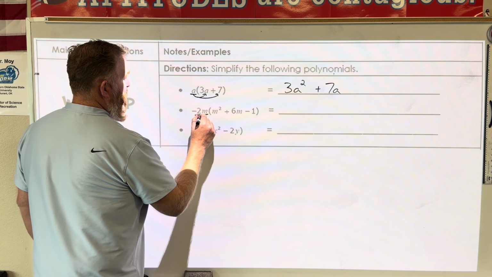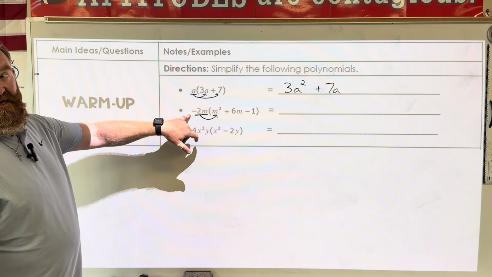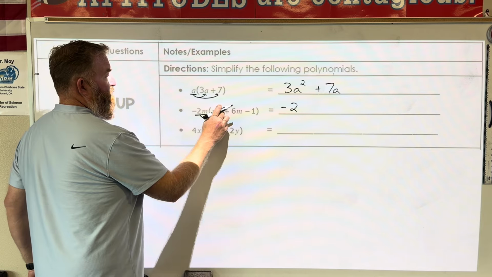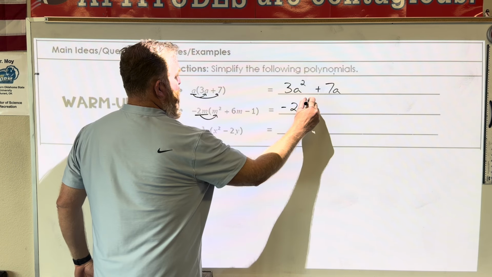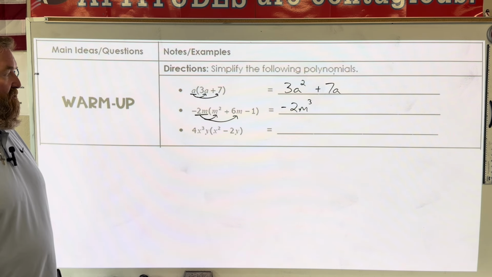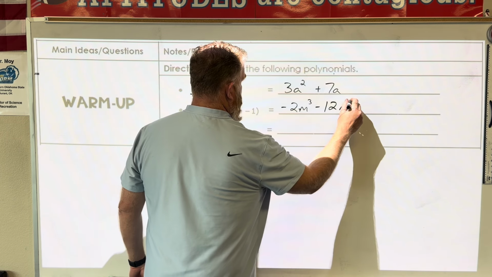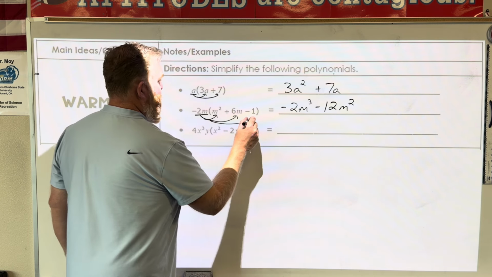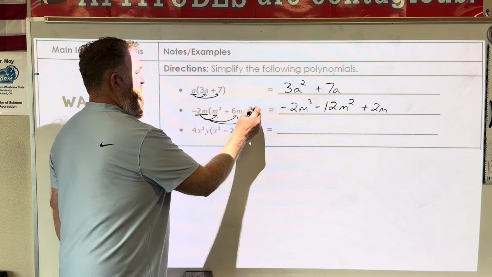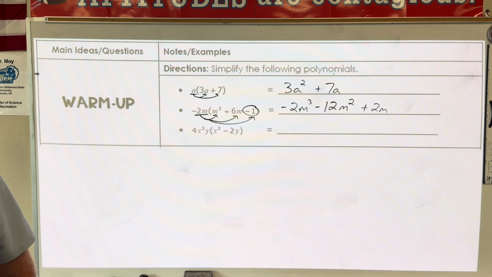Negative 2m times m squared. Now, what's the number? Negative 2. It's negative 2, right? That doesn't change. So negative 2, and we've got m1, m2, m to the third power. Good. Negative 2 times 6 is negative 12, and then we got m times m, which is m squared, and then we got negative 2 times negative 1, which is positive 2m. Remember, anytime you multiply times negative 1, the signs just switch. Yes?